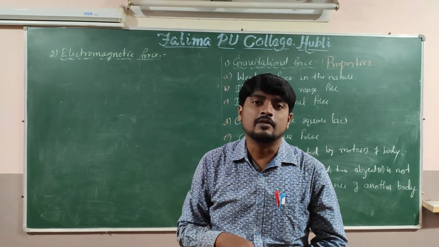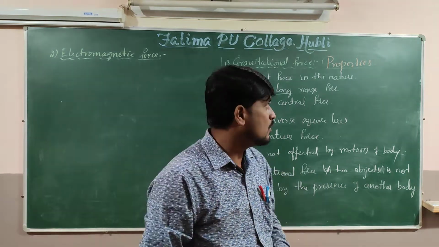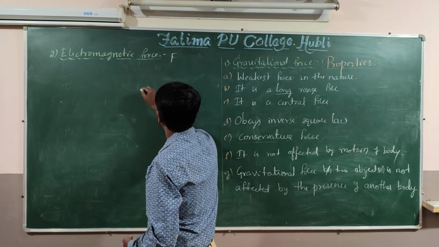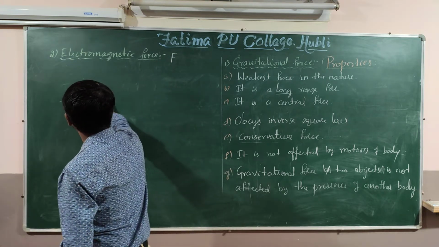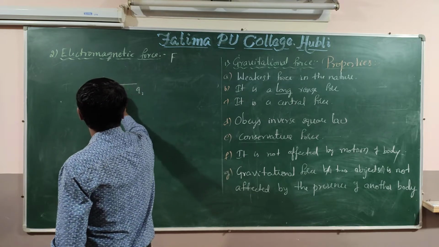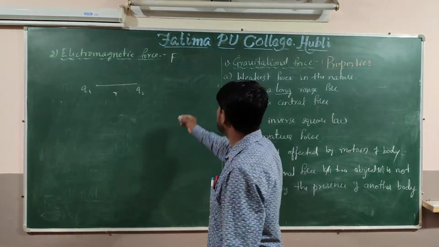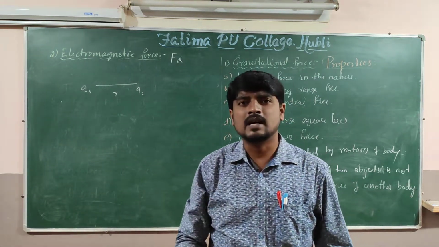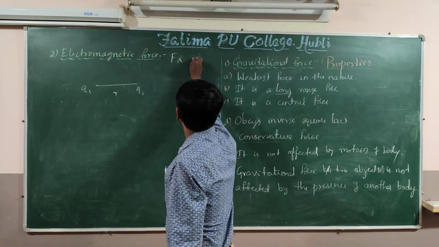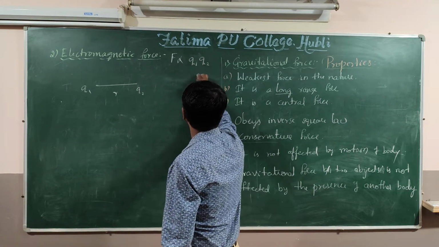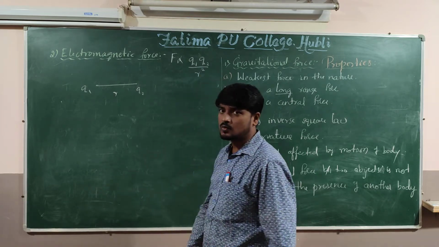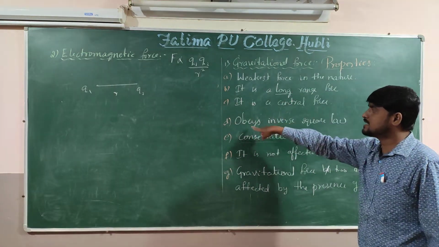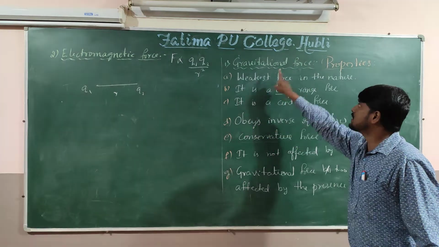If I write the fundamental equation of this force as we wrote for the gravitational force, consider two charges, say Q1 and Q2, separated by a distance R. Then F is directly proportional to the product of the magnitudes of the two charges, Q1 and Q2, and inversely proportional to the square of the distance between them.